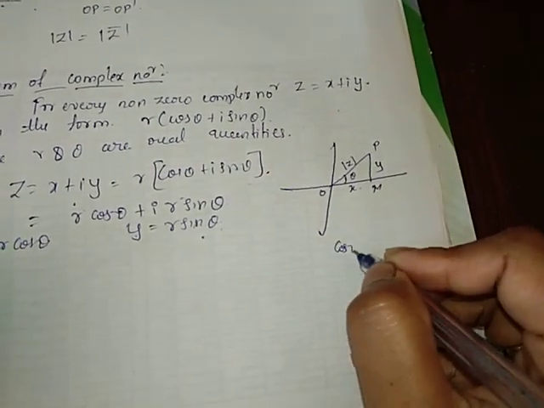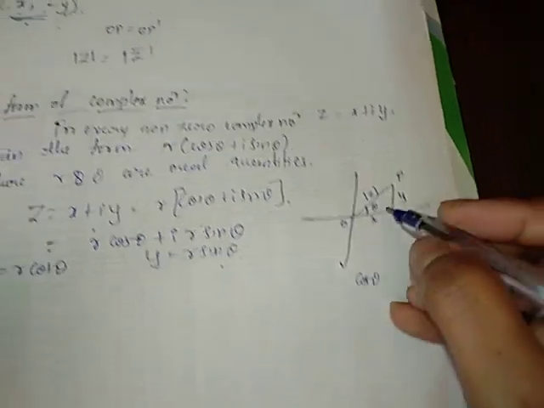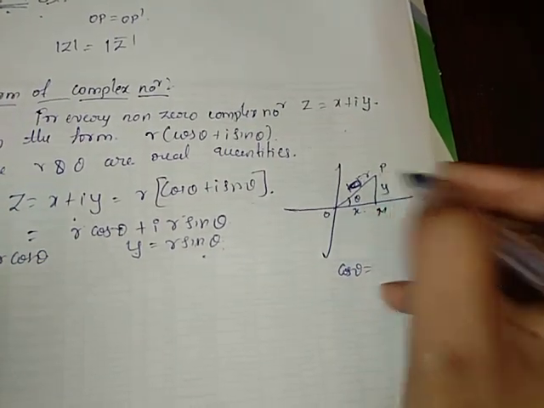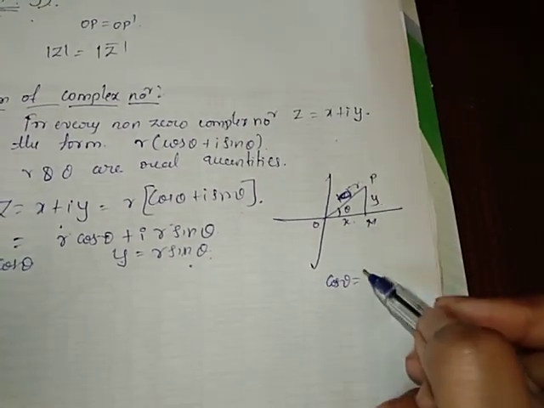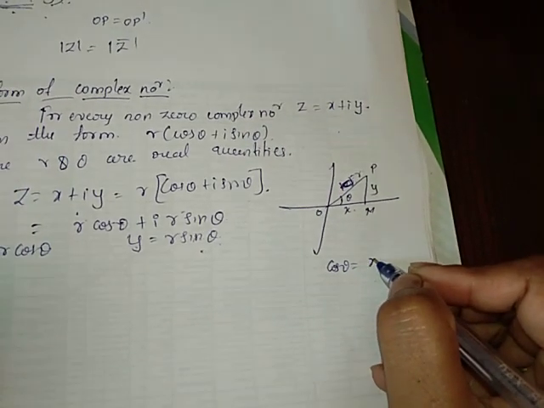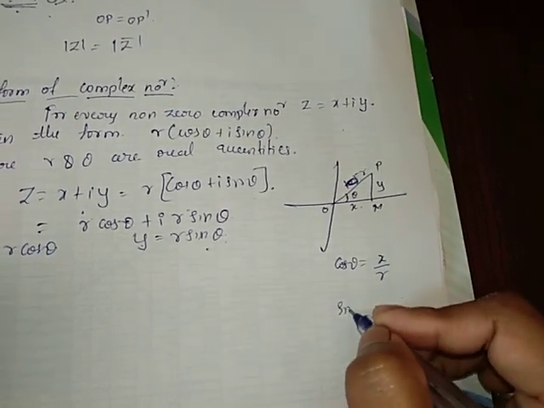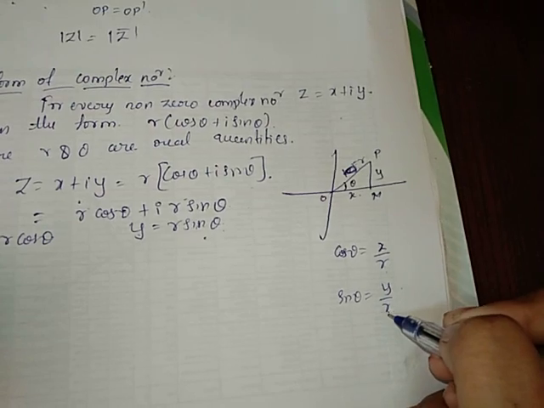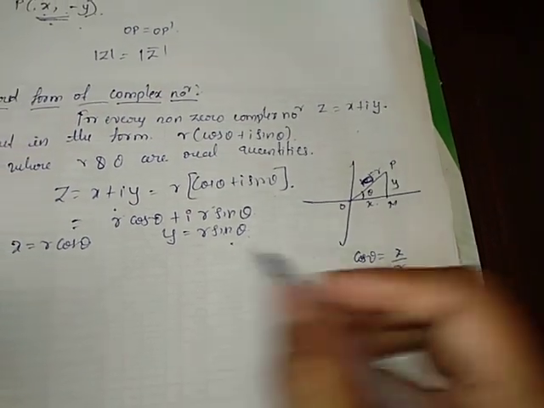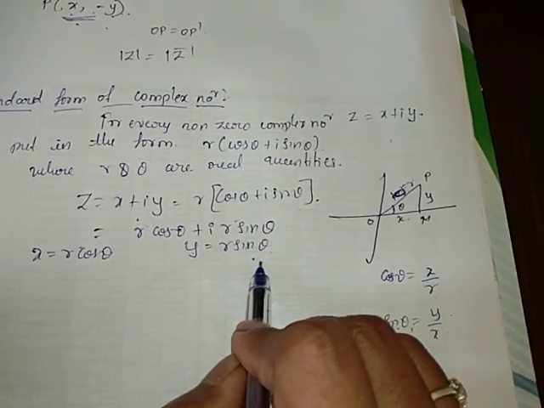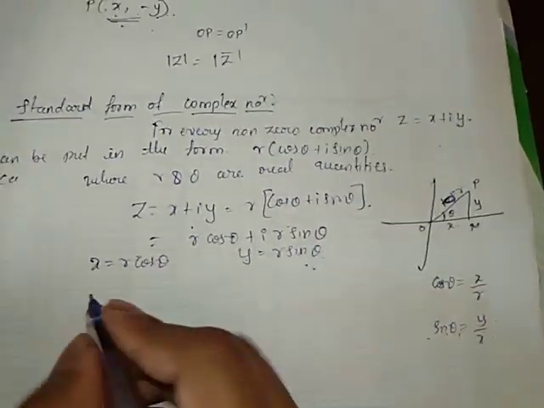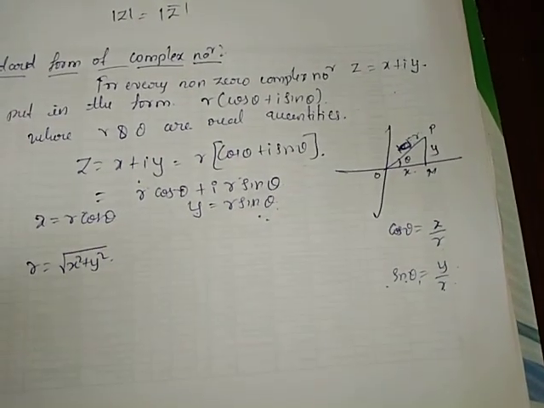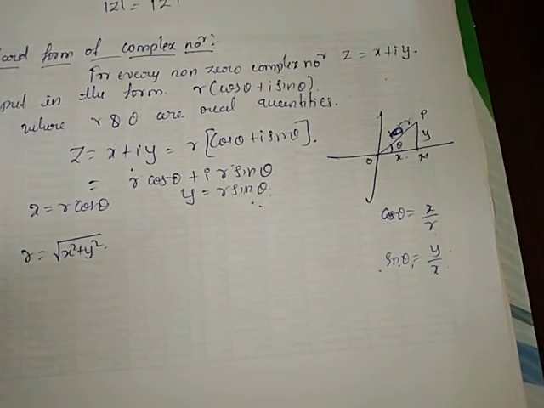Now use the formula of cos theta, and this mod z is nothing but your r. Instead of z, first we'll take r here. So cos theta equal to x divided by r, sin theta equal to y divided by r. Sending r to the RHS, x equal to r cos theta, y equal to r sin theta, where r is equal to square root of x square plus y square by the rule of Pythagoras theorem.